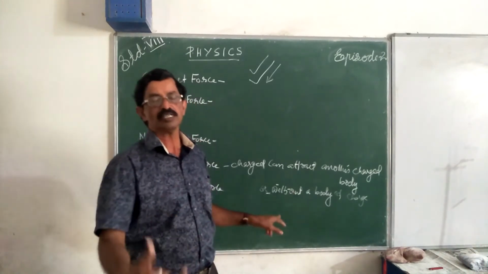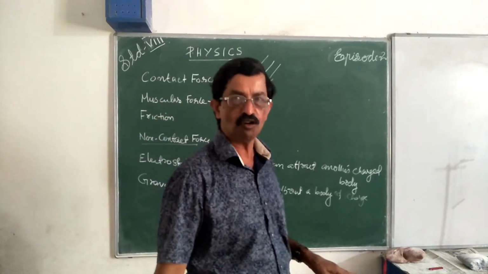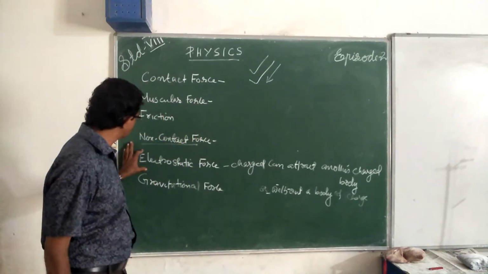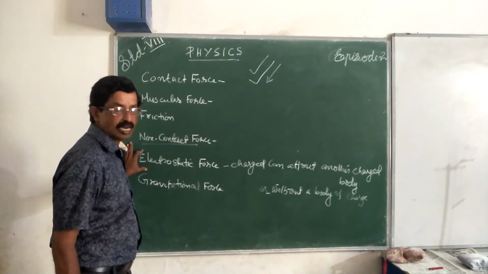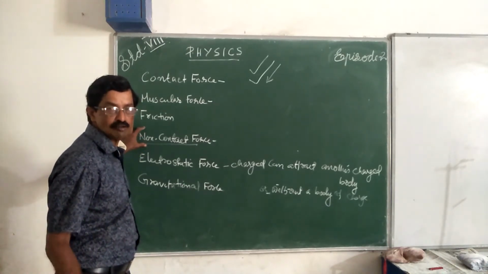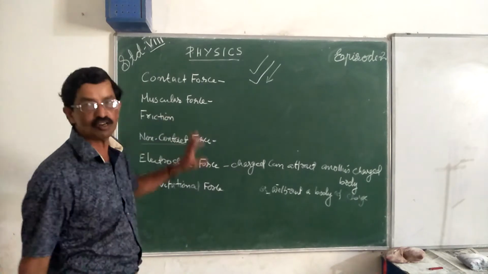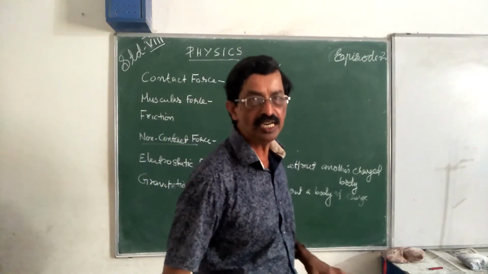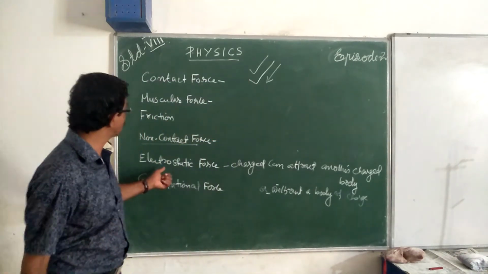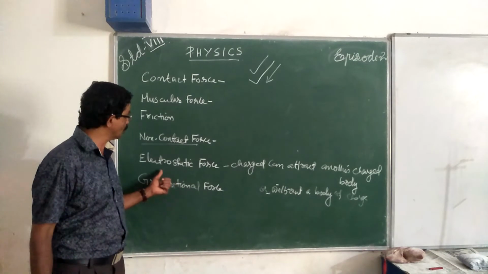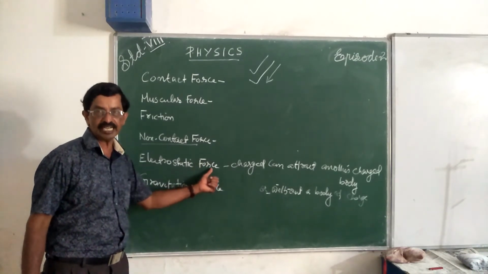Here also, the bodies are not actually in contact. So, electrostatic force is also an example of non-contact force. Now, two examples we discussed about the non-contact force. One is magnetic force, and the second one is electrostatic force.